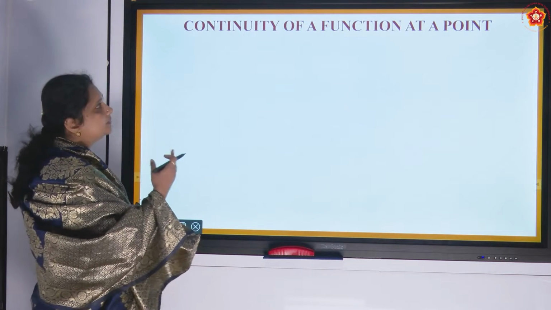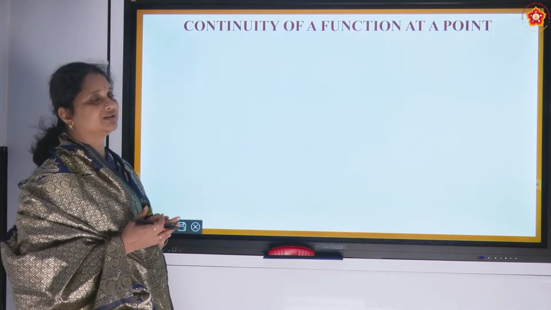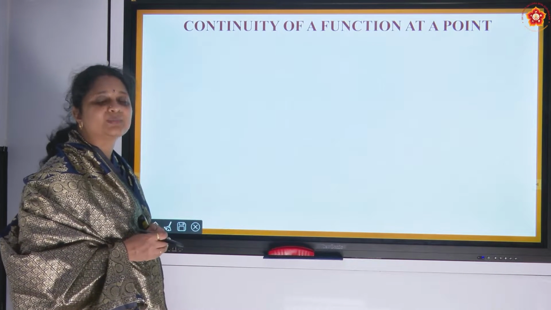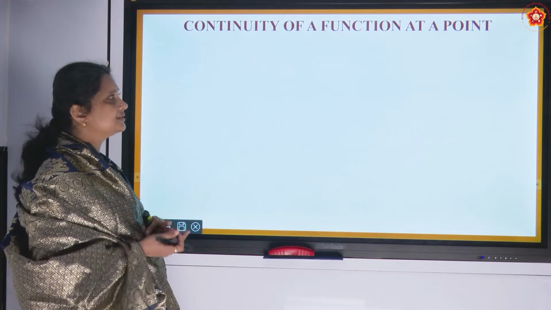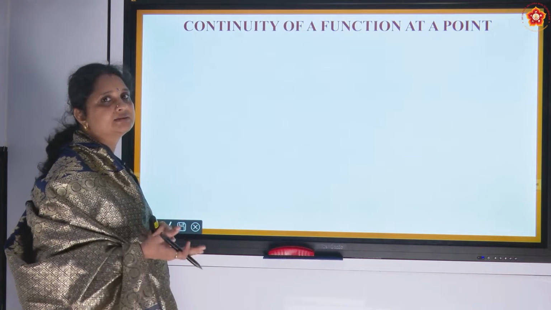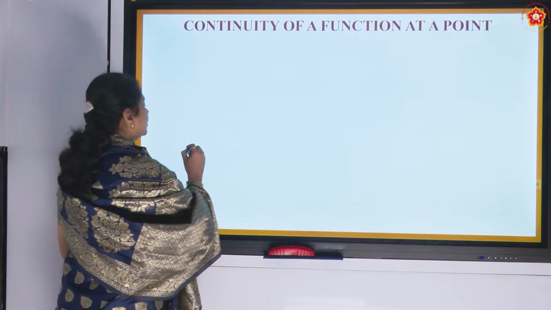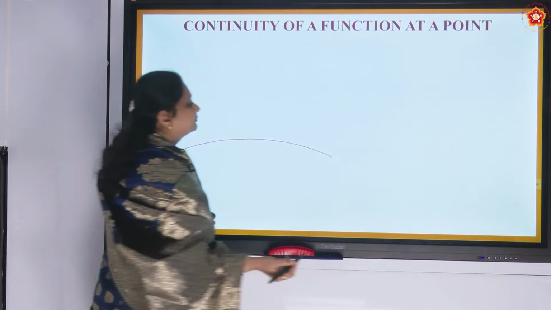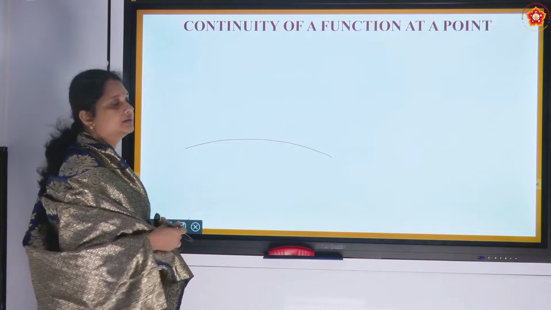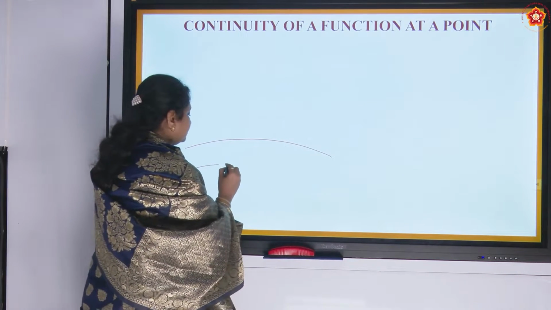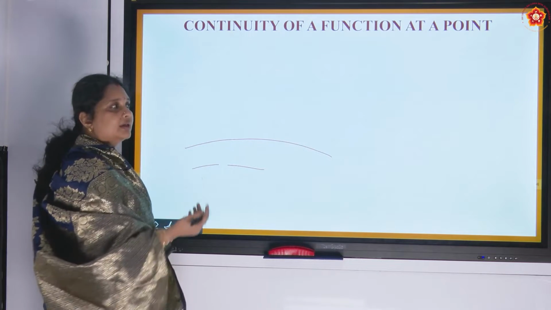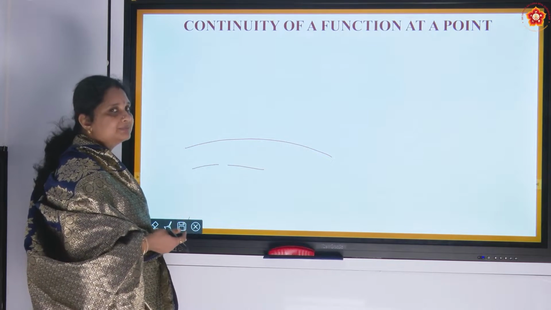So, the basic concept looks a little complicated, but trust me, it's not that complicated at all. What is continuity? Something that is continuous. When you draw a curve without lifting your pen, then it is continuous. If I lift my pen, then it is not continuous. It's as simple as that.